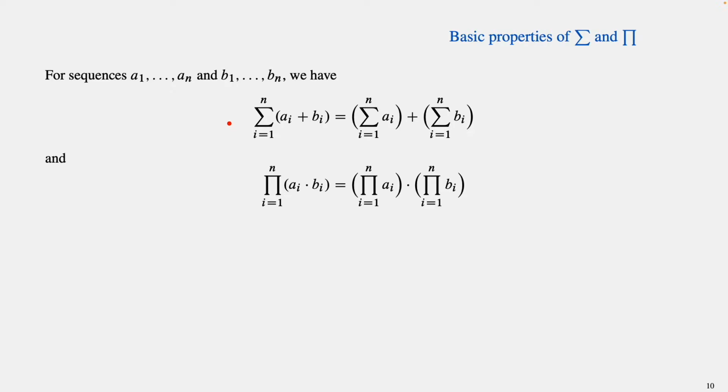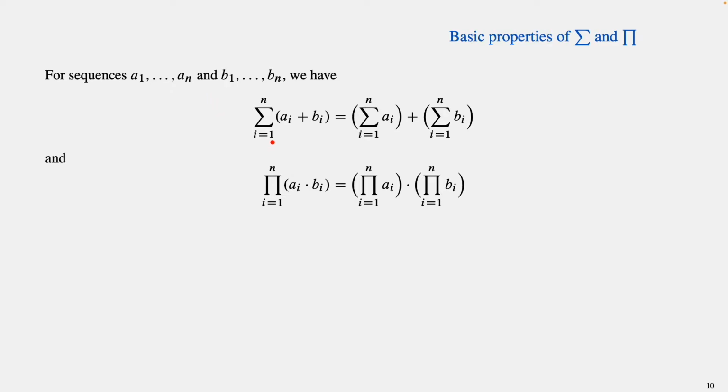Some very basic properties of the sum and product symbol, which you can check by writing these out as the sequences explicitly. So I have two sequences, A1 to AN and B1 to BN, and I just for convenience assume that both sequences have the same amount of elements. For if they didn't, then I could just fill up the shorter sequence with some additional 0 elements or 1 elements for the product.